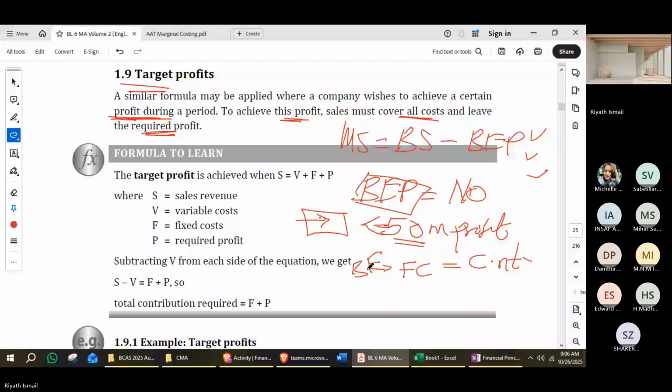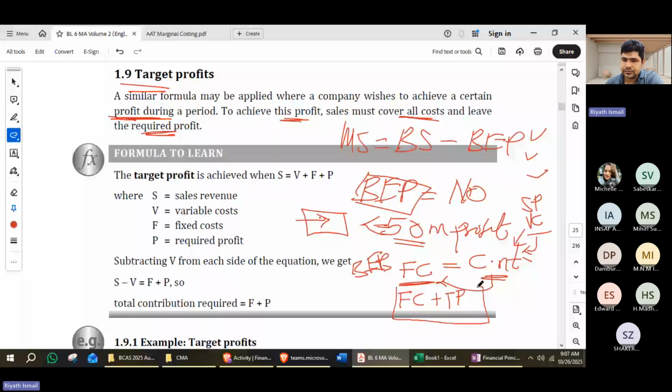So fixed cost and the contribution. Contribution means selling price minus variable cost. Selling price minus variable cost equals contribution. So this contribution should cover fixed cost. That is break-even point. Now, to achieve a certain profit target, we have to cover both. The contribution should cover fixed cost plus the target profit. Then we can achieve that profit.